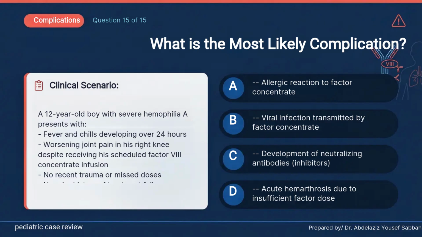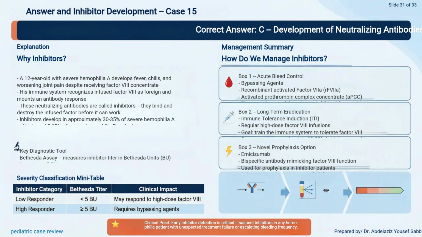Option A. Allergic reaction to factor concentrate. Option B. Viral infection transmitted by factor concentrate. Option C. Development of neutralizing antibodies, also called inhibitors. Option D. Acute hemarthrosis due to insufficient factor dose. The correct answer is option C. Development of neutralizing antibodies, also called inhibitors.